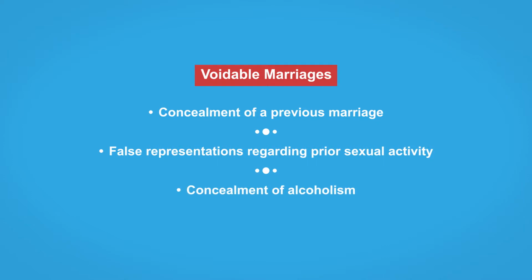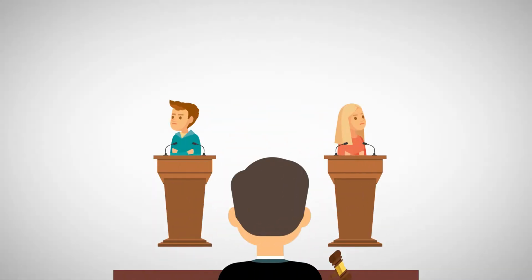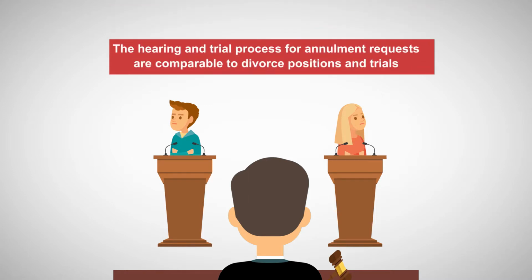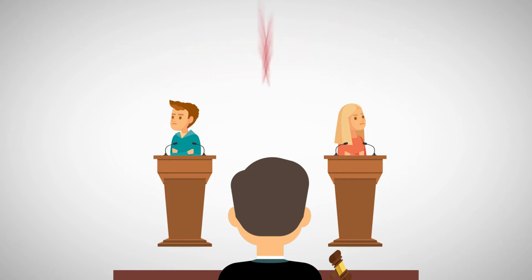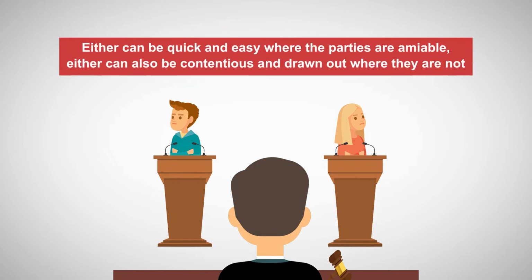The process to obtain an annulment may not be faster than a divorce. The hearing and trial process for annulment requests are comparable to divorce petitions and trials. That is, either can be quick and easy where the parties are amiable, either can also be contentious and drawn out where they are not.